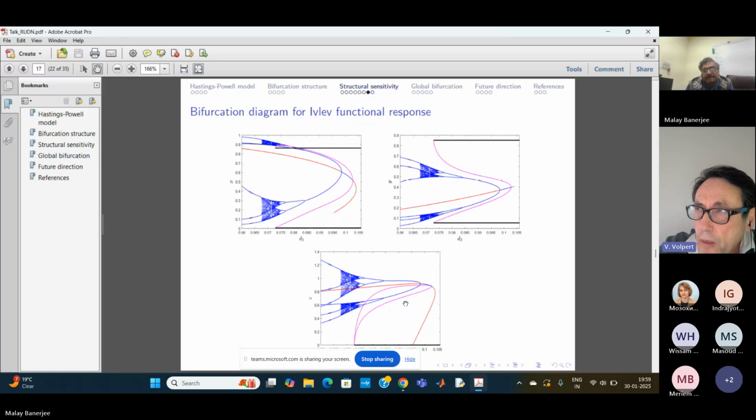And in general, if we consider the structural sensitivity in this sense, that the difference between these two functions is sufficiently small, can we say that the attractor also is continuous with respect to this parameter? That we have to check. Because that part I never checked for this model.